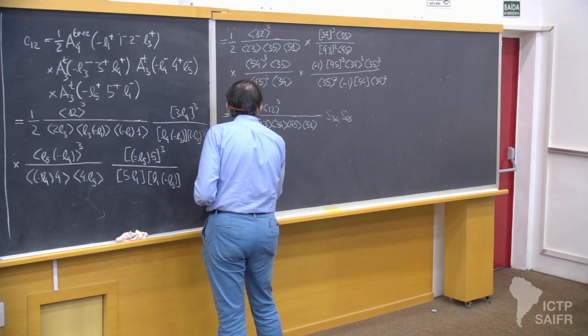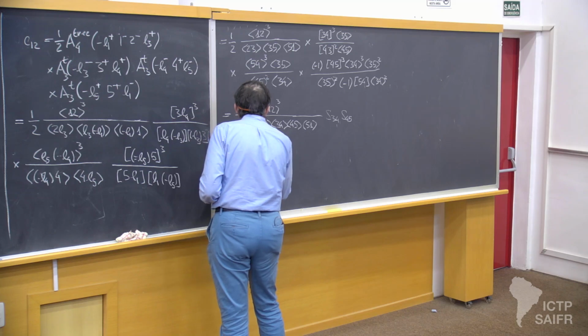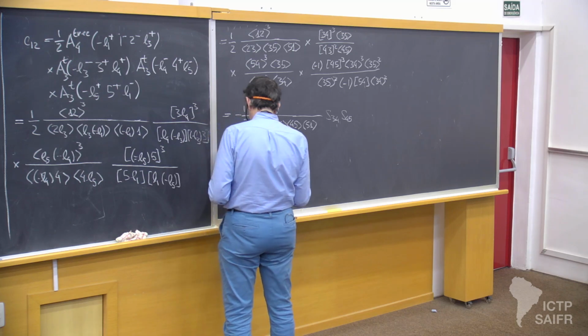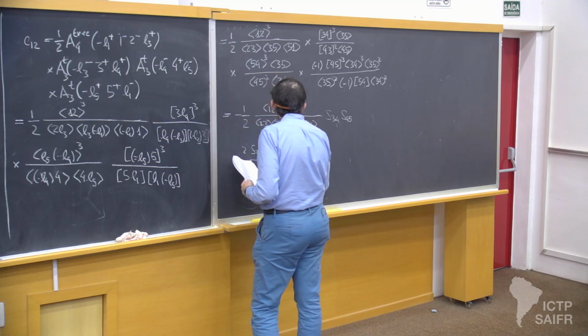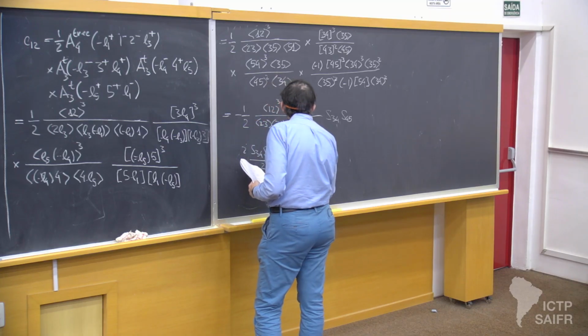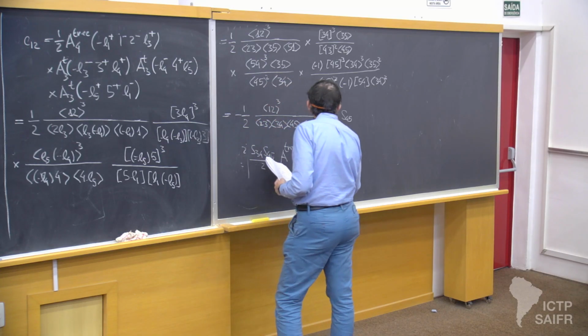And so this thing is actually over 2 times the tree level amplitude for the same helicity configuration.